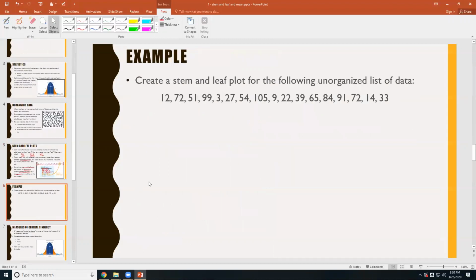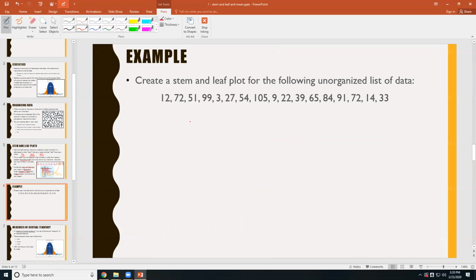Now, for an example, create a stem and leaf plot for the following unorganized list of data. I made this an absolute nightmare. I threw these numbers together. This is going to take us a little bit of time. But basically what I do is I use a tally and cross them out as I go to make sure I've hit all the numbers.